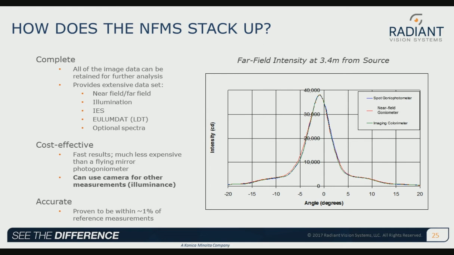Within just a couple hours for a single light source, you can get that data set. Not to mention that you can use the camera for other measurements as well. It's not tied directly to the goniometer itself. It's not fixed to the system. So you can use that camera standalone to measure displays. You can measure illuminance patterns with that camera. And as far as accuracy, we have proven that the NFMS far-field result is within 1% of reference measurements, so within 1% of what a conventional goniophotometer will provide.